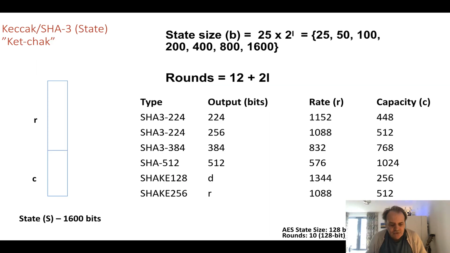So let's look at how it all works. Okay, if you think about AES, it has a block size of 128, so it basically has a state size of 128 bits. If we use 128-bit keys, it's 10 rounds, 12 rounds for 192, and 14 rounds for 256-bit AES.